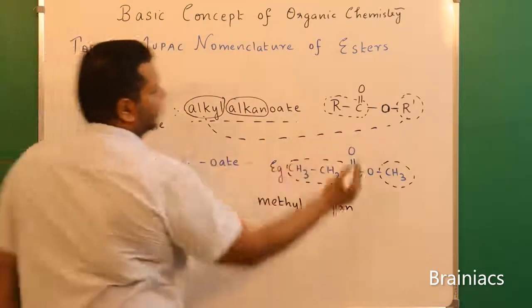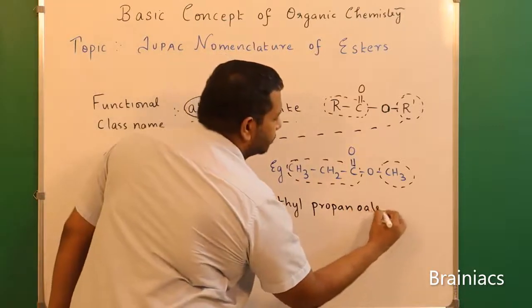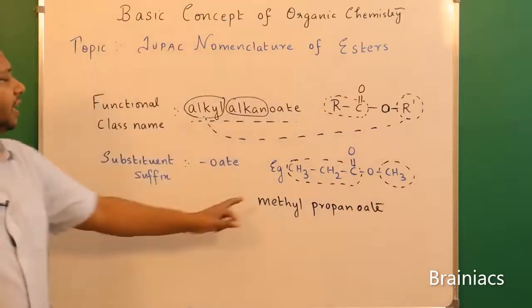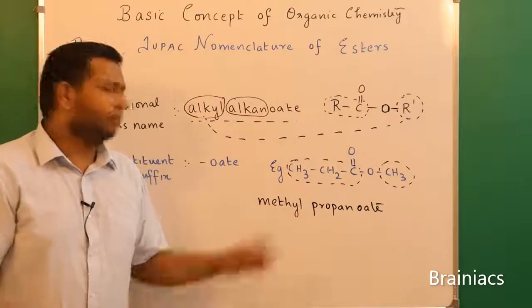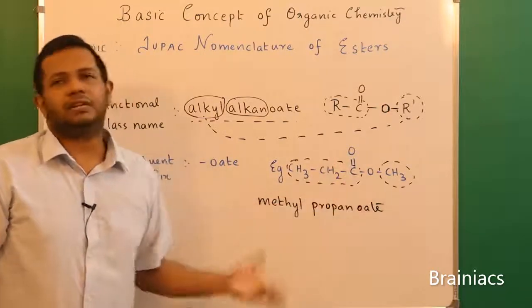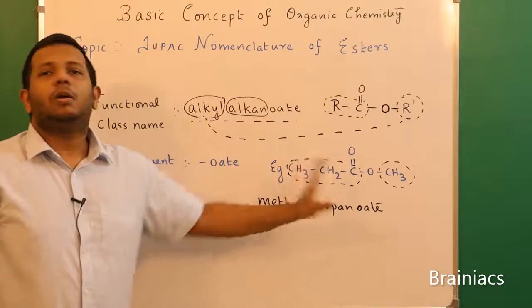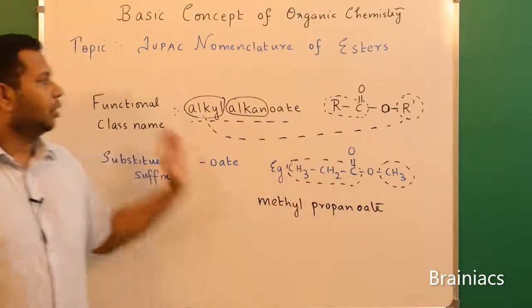Then we know that it is an ester, so use the term oate. So the answer is methyl propane. Some people say methyl propane 1-oate. That is also correct. Or we can say methyl propanoate. Correct? So I hope you understood.